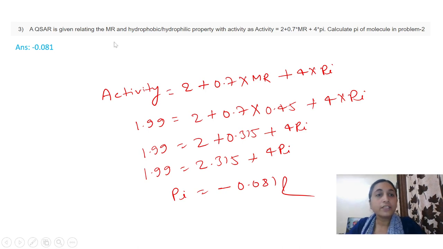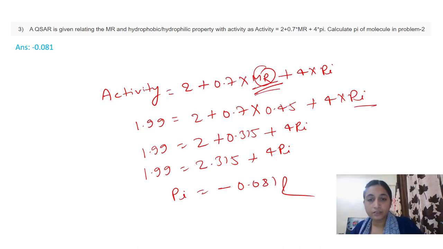You will get the answer 1.99. In this question, a QSAR is given relating MR and hydrophobic and hydrophilic property with activity, as activity equal to 2 plus 0.7 into MR plus 4 into PI. Calculate the PI. We have to take this MR value from the previous question, 0.45, and simply put it in this equation and calculate the PI. So the PI value will come minus 0.081.